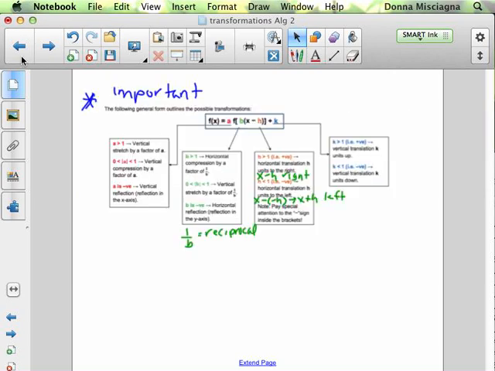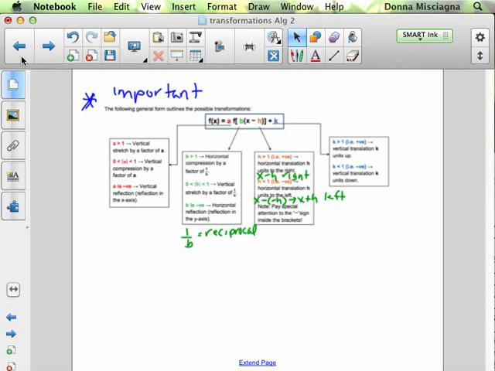All right, so important. Here we have now, let's look at our outline. The B is not one we're going to be dealing with too much, but we're going to be dealing with the A, the H, and the K. So the A is a vertical stretch by a factor of A if it's greater than 1. If it's between 0 and 1, it's a vertical compression by a factor of A. And if it's negative, it's a vertical reflection over the x-axis.